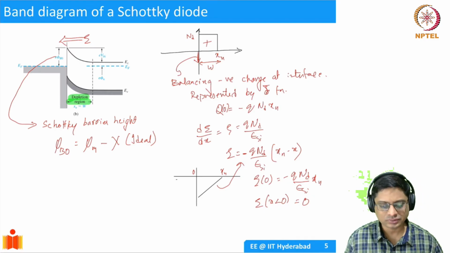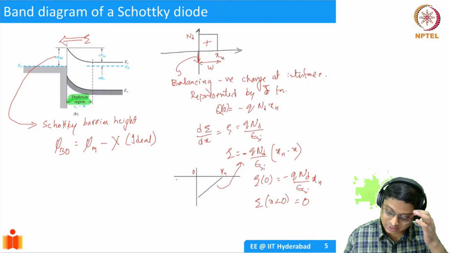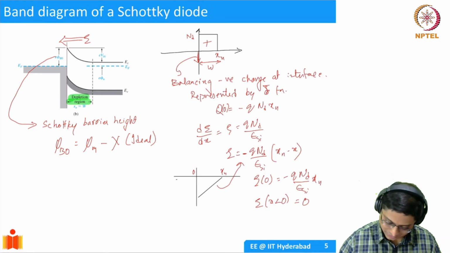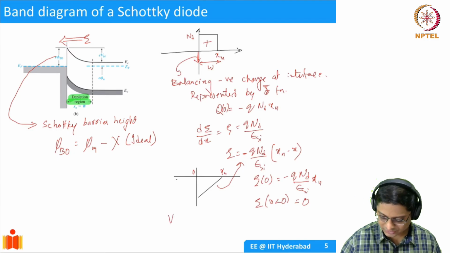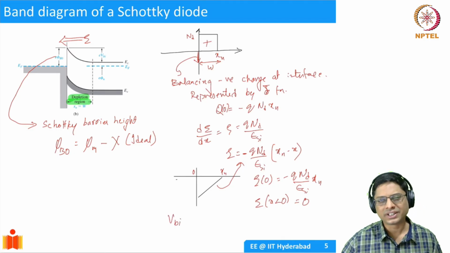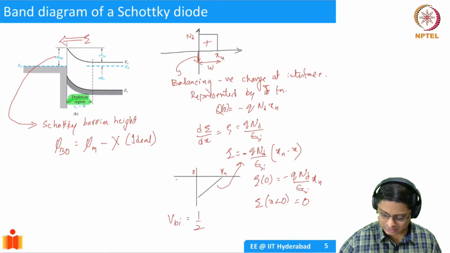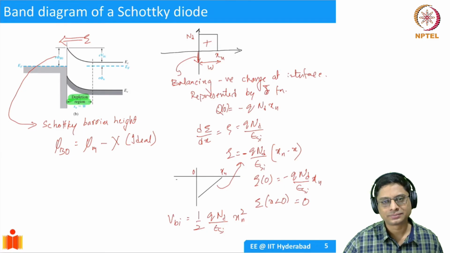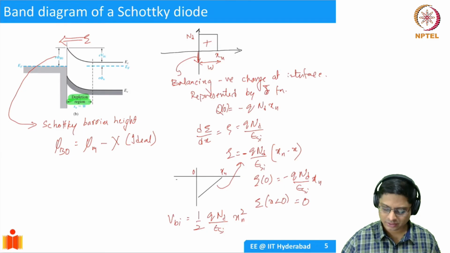So what? Well, once you have the electric field, you can calculate the built-in potential. In this case, the built-in potential is going to be simple because the built-in potential is always the integral of the electric field, so we can write it as the area under the curve. That is going to be half times Q ND divided by epsilon silicon, times xn squared. I don't want to write the negative sign. So the built-in potential is going to be quadratic. Same as the PN junction.